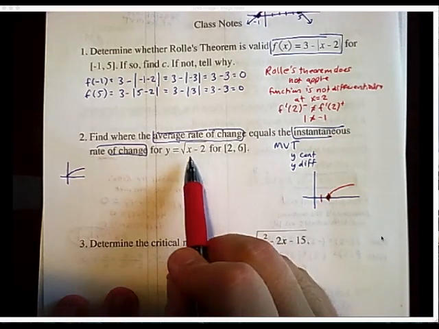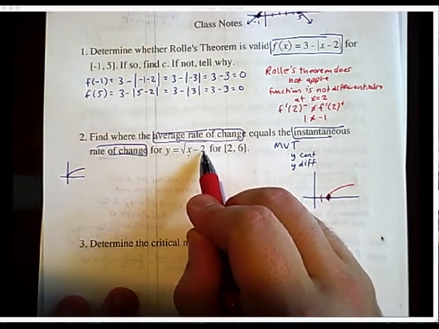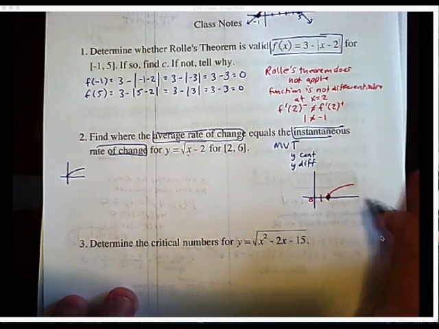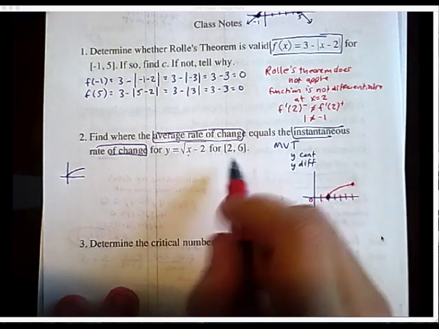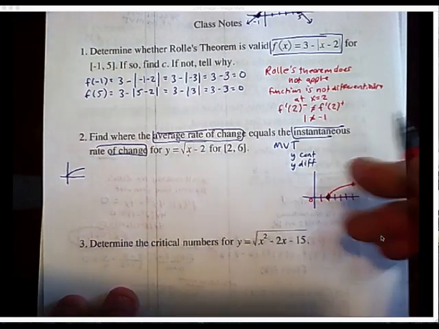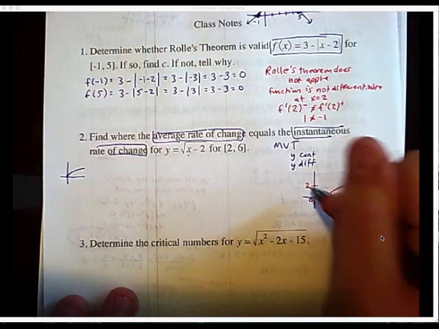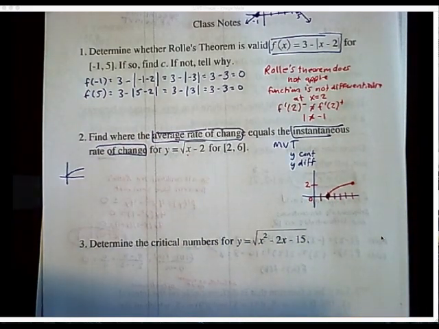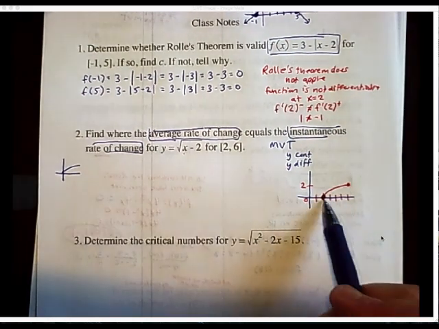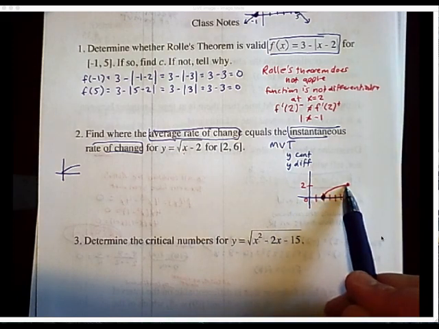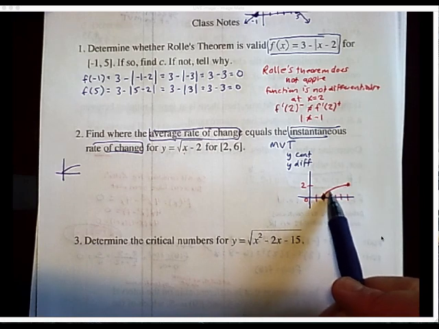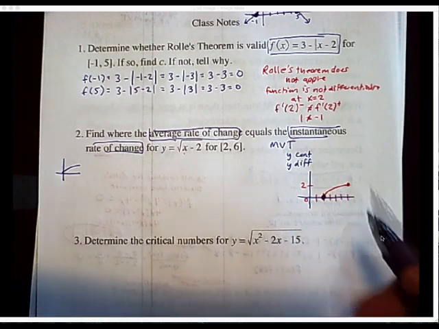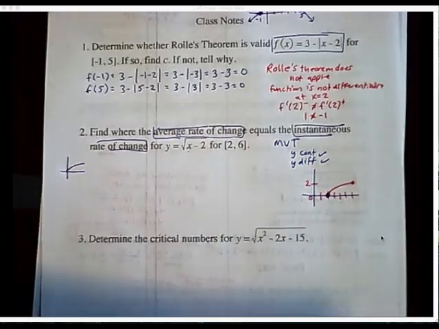So if I plug 2 in here, I get 2 minus 2 is 0 and the square root is 0. And if I plug in 6, 6 minus 2 is 4 and the square root of 4 is 2. So looking at this curve, is it continuous? Yes. Is it differentiable? Does it have any cusps, hard corners, or vertical tangents? No, it doesn't. So it is continuous and it is differentiable.